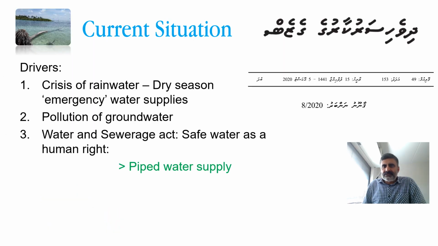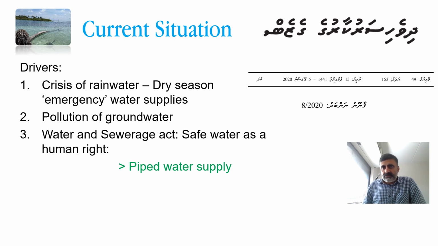The current situation of the water supply. First, let's understand the drivers. The climate has a long rainy period and a dry period that lasts from December to about April. During this dry period, often the outer islands used to run out of harvested rainwater. So the government had to provide so-called emergency water supplies from the capital Male at a great cost.